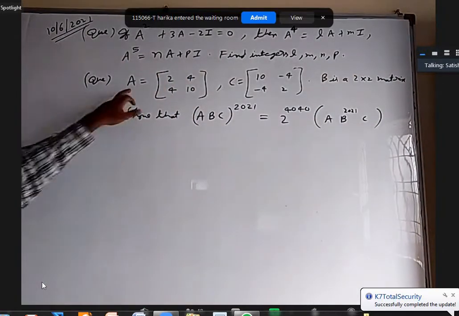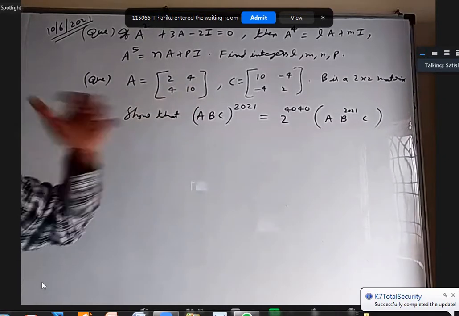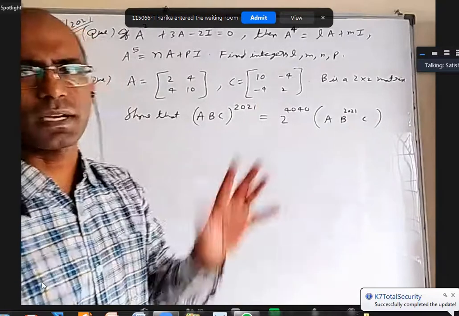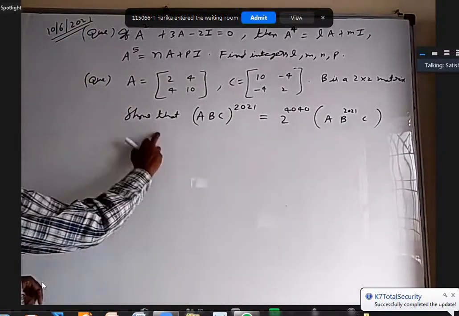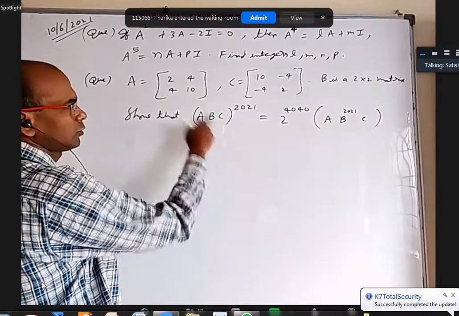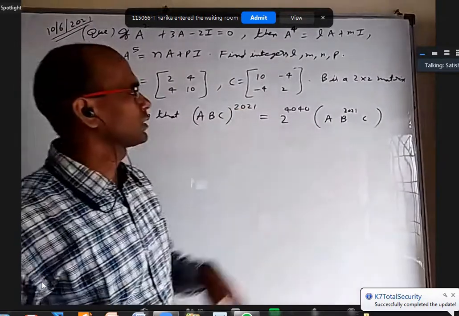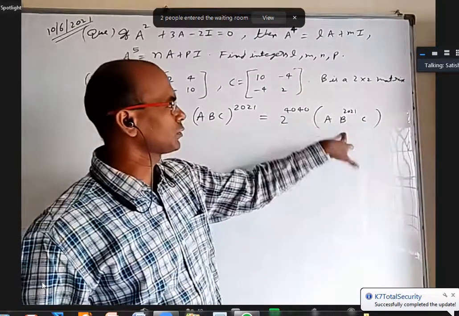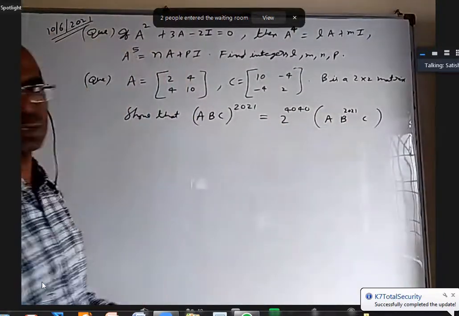Another question: matrix A is 2, 4, 4, 10. Matrix C is 10, minus 4, minus 4, 2. Matrix B is not given, but it is some 2 by 2 matrix. We have to show that (ABC) whole power 2021 is 2 power 4040 into A into B power 2021 into C. You have to show that.